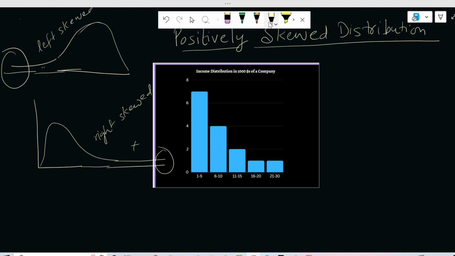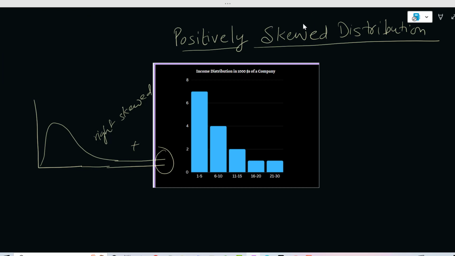So let's just talk about one positively skewed distribution example first. If we look at this graph of income distribution in $1,000 within a company, we'll see that most of the employees lie in the lower range side, and on the higher end we have fewer employees. Although this might not be the ideal distribution, this is just to portray the positively skewed distribution, and hence this curve forms a shape something like this.